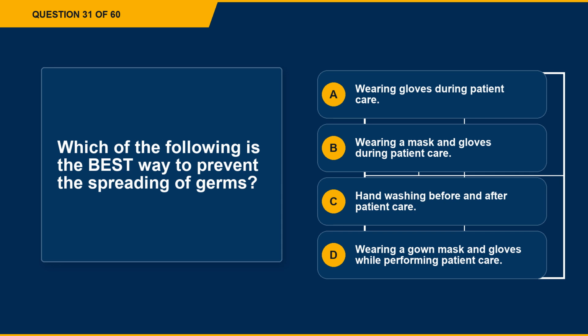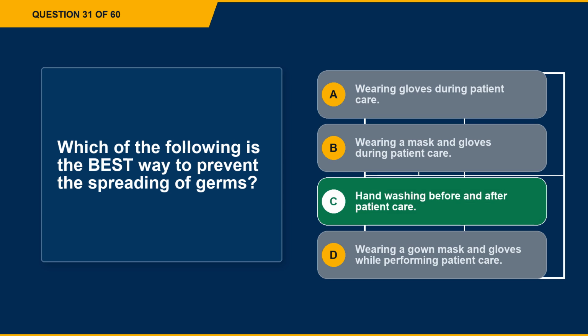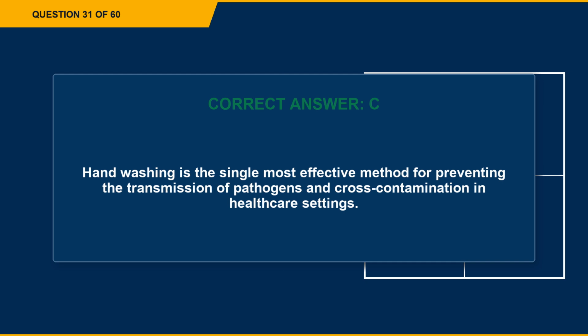Option A, wearing gloves during patient care. Option B, wearing a mask and gloves during patient care. Option C, hand washing before and after patient care. Option D, wearing a gown, mask and gloves while performing patient care. The correct answer is option C, hand washing before and after patient care. Explanation. Hand washing is the single most effective method for preventing the transmission of pathogens and cross-contamination in healthcare settings.